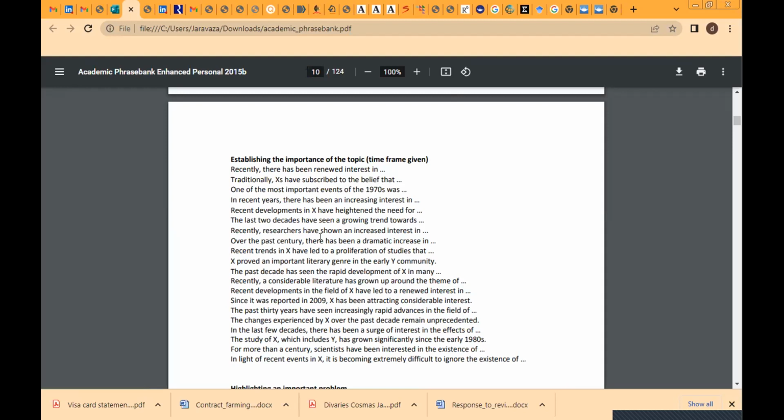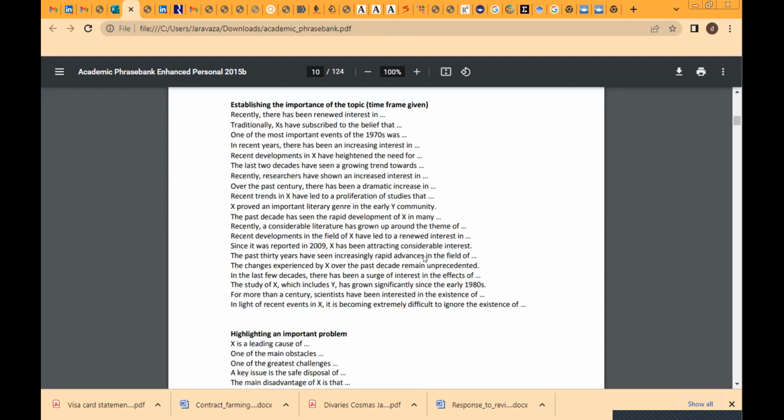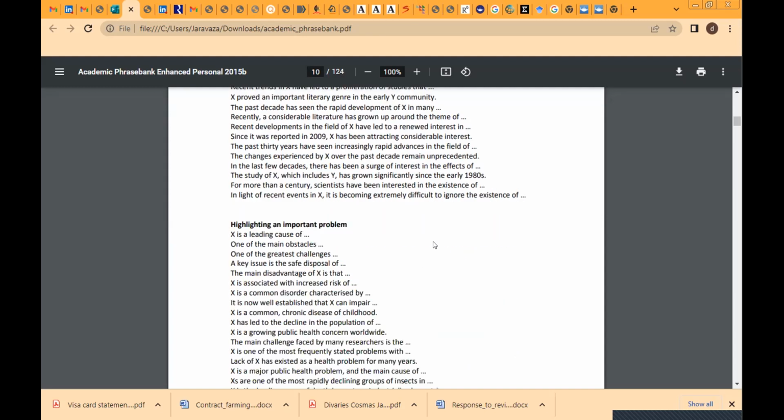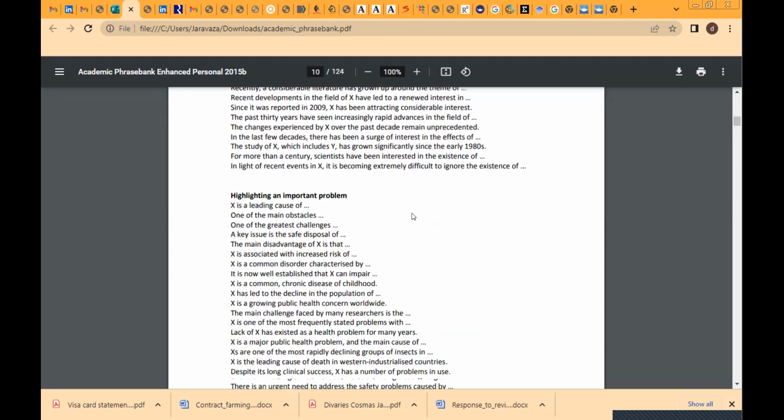of this particular study. Over the past century, there's been a dramatic increase in. Recently, researchers have shown an increased interest in. The last 2 decades have seen a growing trend towards. In light of recent events in X, it's becoming extremely difficult to ignore the existence of. So this is at least a way that we should be emphasizing the importance of the key variables of our study. Look at highlighting an important problem.